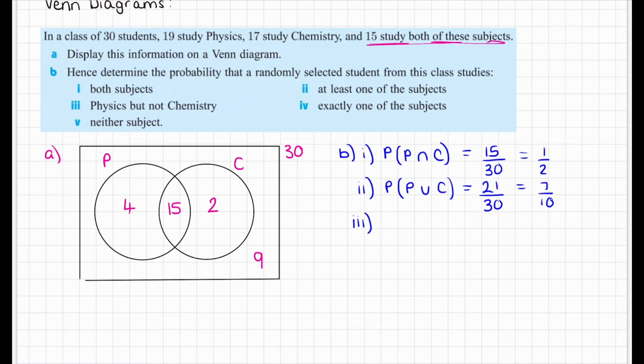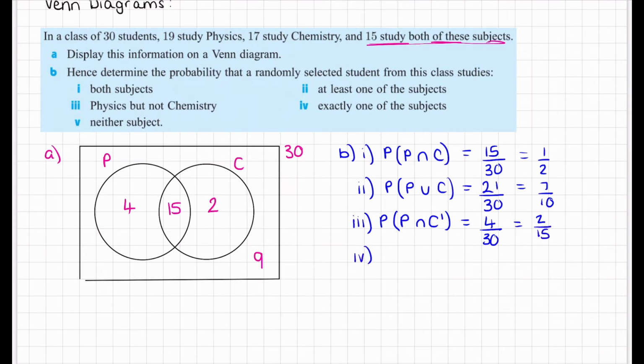3, physics but not chemistry. So we want physics but not chemistry, and we want chemistry complement. Remember, the little dash means not chemistry. So just physics and not chemistry will be this part of the physics circle here, not the bit that overlaps, because they also do chemistry and we don't want chemistry. Which means it will be 4 out of 30, which is 2 out of 15 simplified.